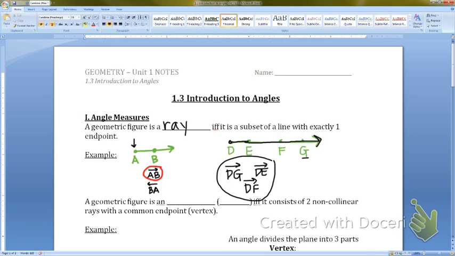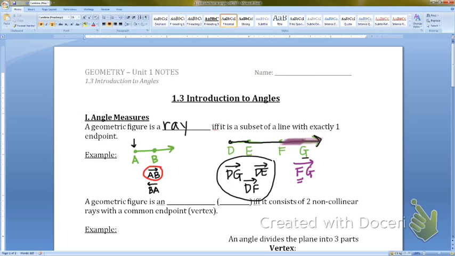Now what if I was talking about just this piece right here? If I was talking only about that piece, that means I would be starting on F. So I would say that this is ray FG if I was starting on F. Okay. So wherever your starting point is, that's the point you should start with when you're labeling. Alright?